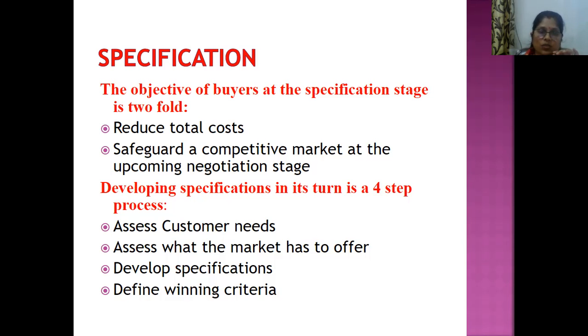So you can see the specification is finally divided into 2 stages: finding out the objectives of the buyer at the specification, and then developing the specifications in terms of assessing the customer needs, in terms of the market, developing the market specification, and what will be the winning criteria.